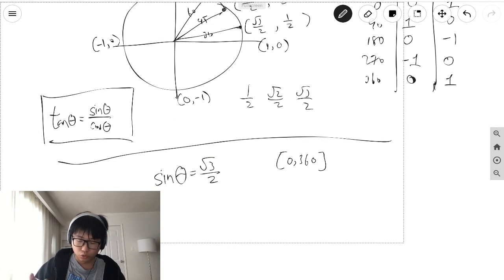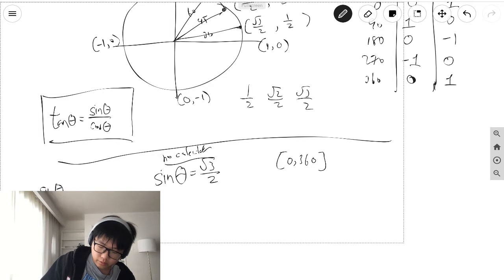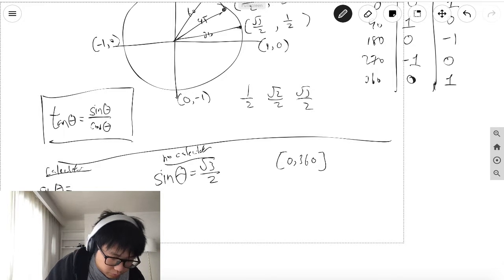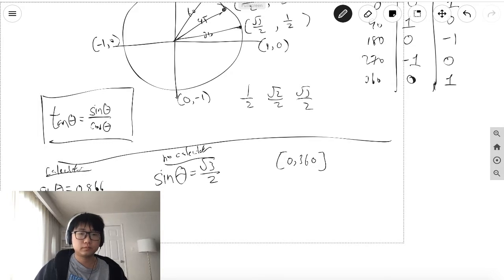This is how you're supposed to do them, though. If this was a calculator question, there are two flavors: a non-calculator version, and then you're going to see the version with a calculator. We're going to work on them pretty much the same way. Calculator is if they give you, let's say, 0.866. Well, 0.866 is pretty much the approximate value for root 3 over 2 anyway.